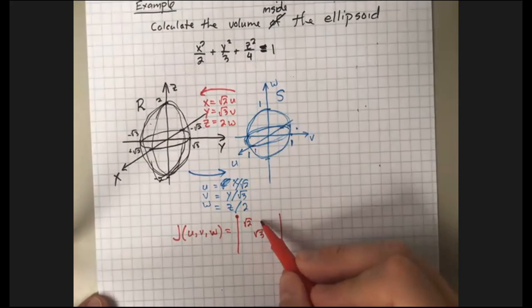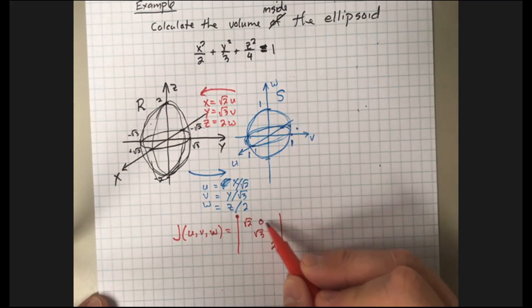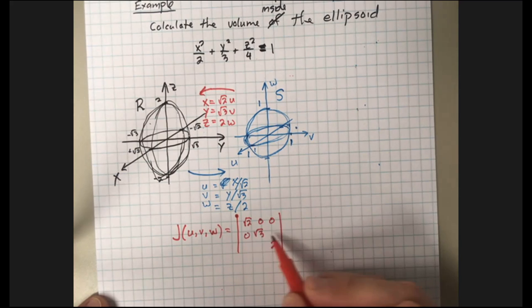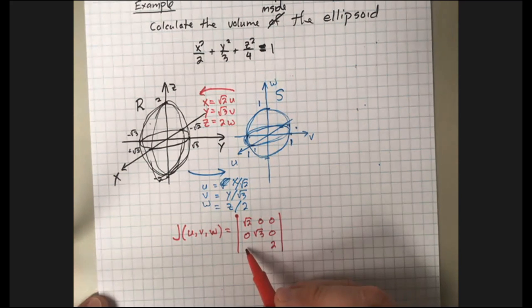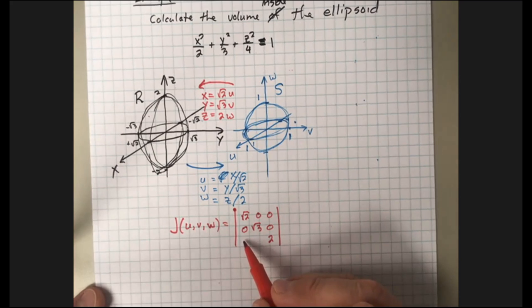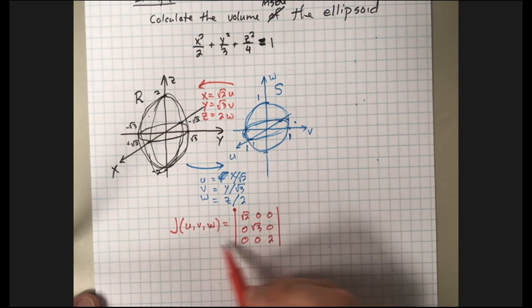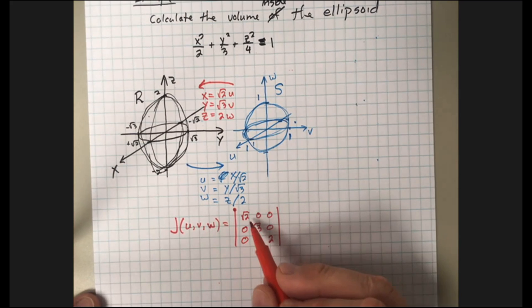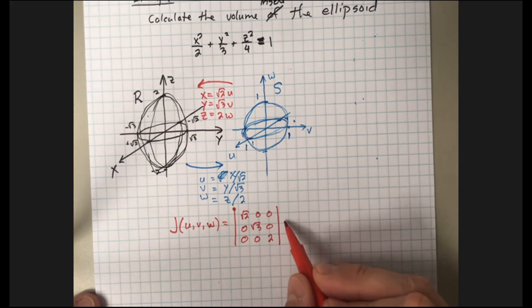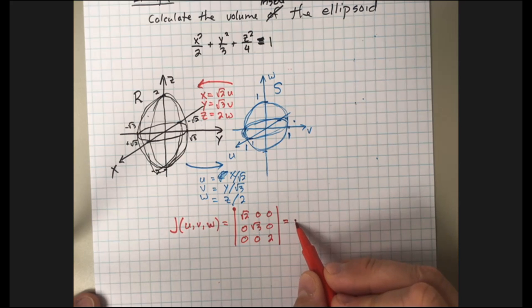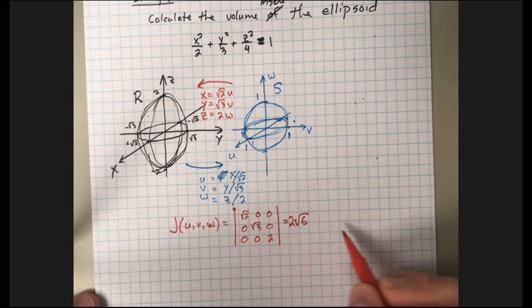All the other partial derivatives, partial x partial v, 0, partial x partial w, 0, partial y partial u, 0, partial y partial w, 0, partial z partial u, 0, partial z partial v, 0. All these other derivatives are 0, and if you take the determinant of this 3x3 matrix, as you've done determinants, you really just have the product of root 2, root 3, and 2. So you have root 6 times 2.